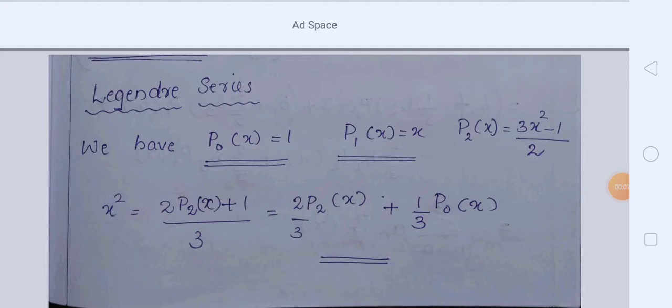Next, Legendre series. We have P0(x) = 1, P1(x) = x, P2(x) = (3x² − 1)/2. From that, x² equals (2 P2(x) + 1)/3. Then we can write it as x² = (2/3) P2(x) + 1/3, and 1 is P0(x), so x² = (2/3) P2(x) + (1/3) P0(x).